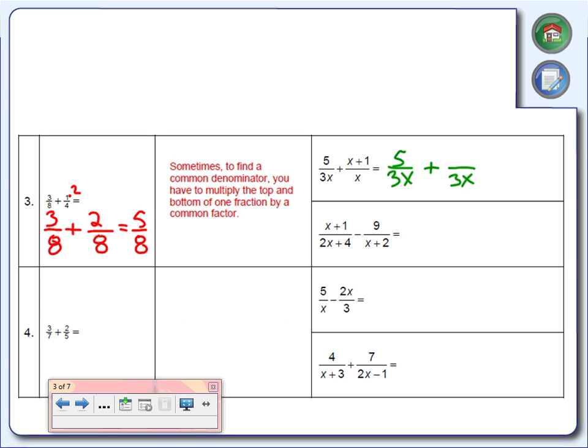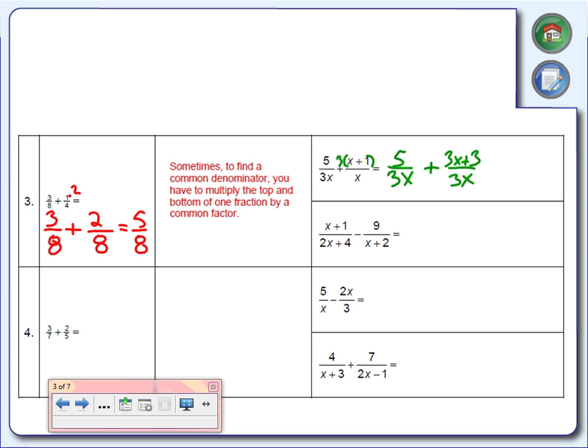Here's where it gets a little tricky. I went from having an x to a 3x. What do we multiply by to get from an x to a 3x? 3, which means you're going to have to take this thing right here, the numerator, and also multiply it by 3. So what are we going to get when we multiply 3 times an x plus what? 3x plus 3. So there's my new fraction. There's my new rational expression.